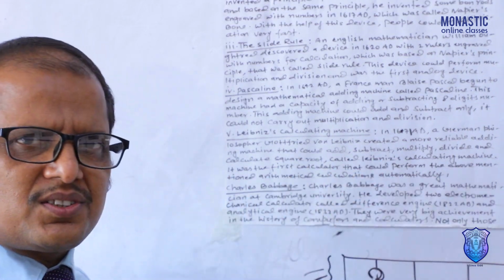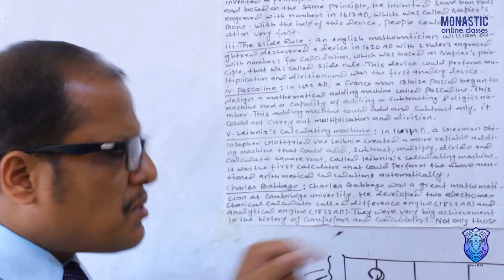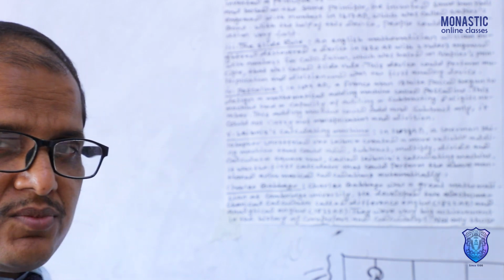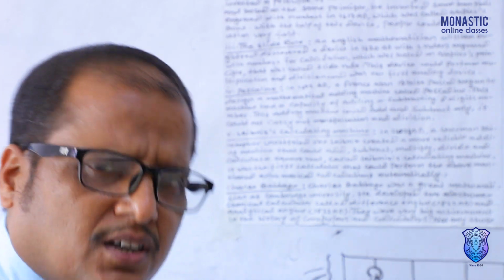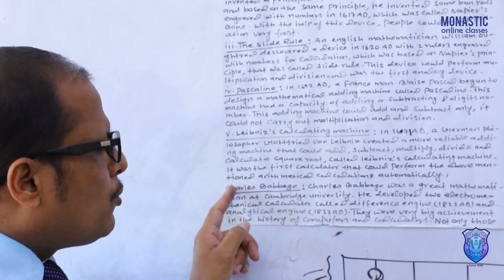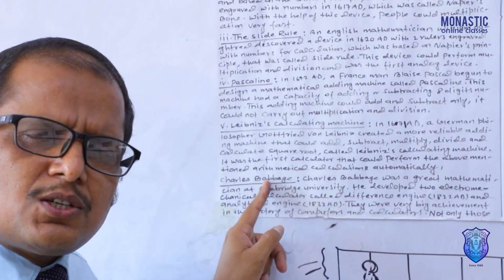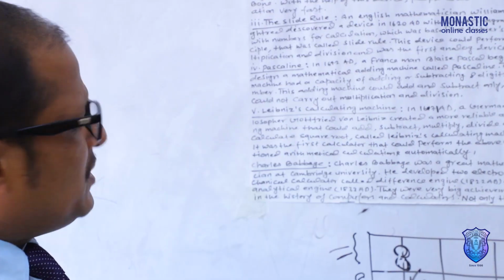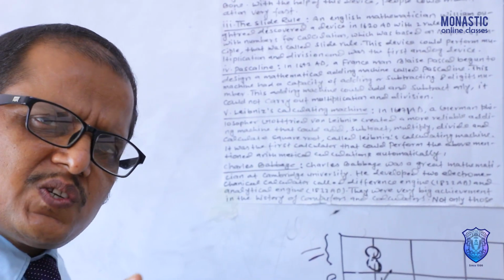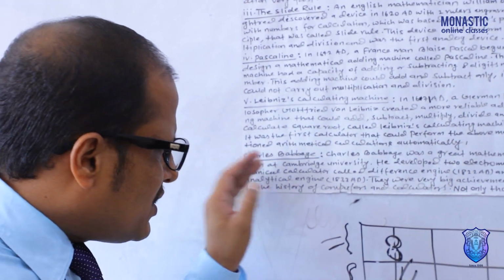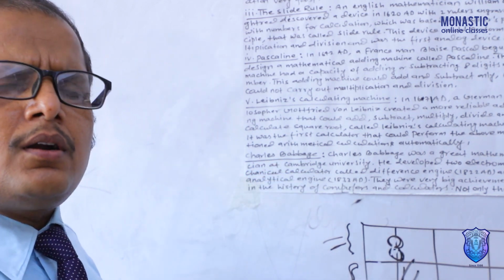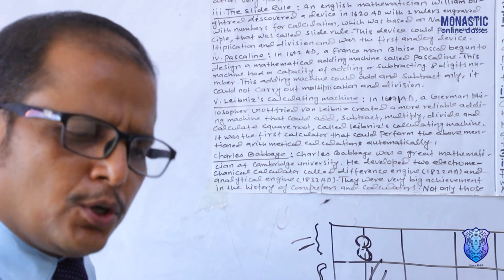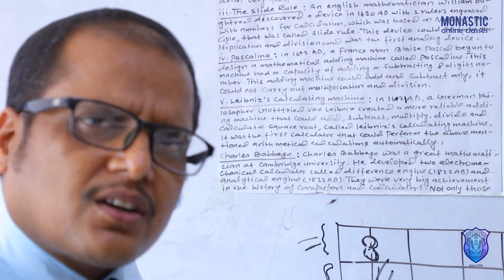Not only this, Charles Babbage developed the working principle of the modern digital computer. That's why Charles Babbage is known as the father of computers. The devices developed by him, the Difference Engine and Analytical Engine, contained all the components, all the parts, equivalent to today's modern digital computers.